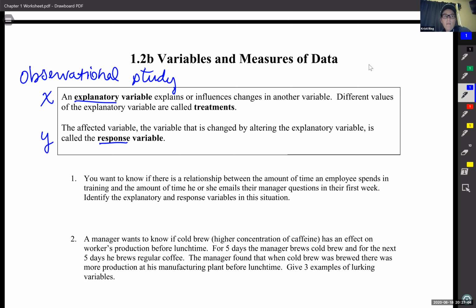Maybe their heart rate went up, maybe their blood started flowing faster. Whatever their response is, that is the response. Look at that, how clever. Okay, so explanatory is the X, that's the input. Response is the Y, the output. And these only work for observational studies.